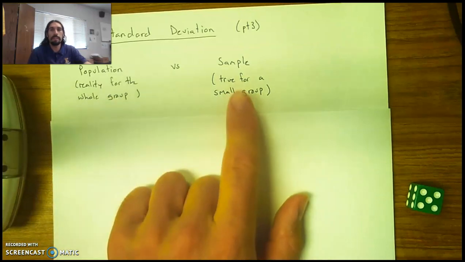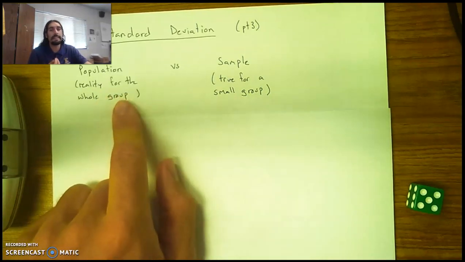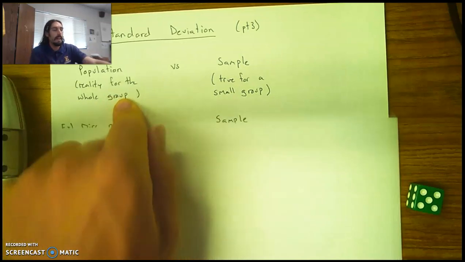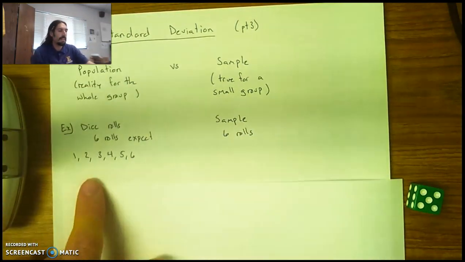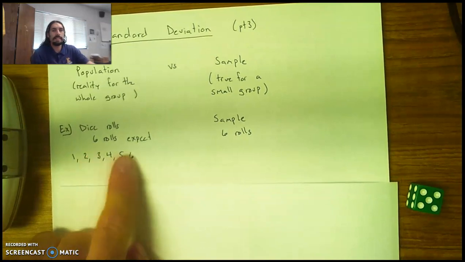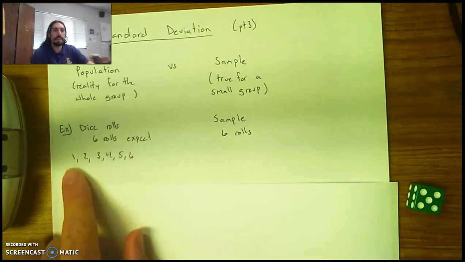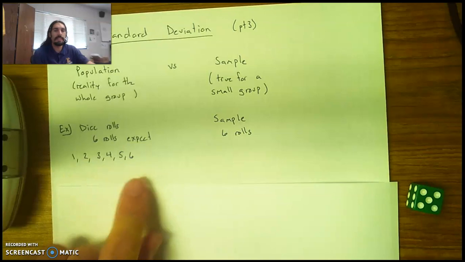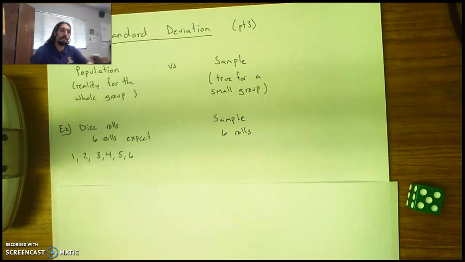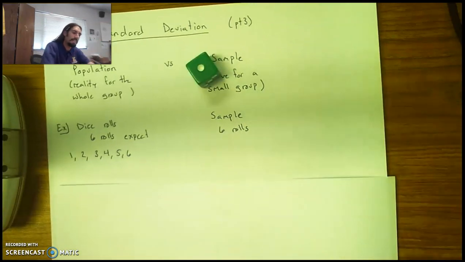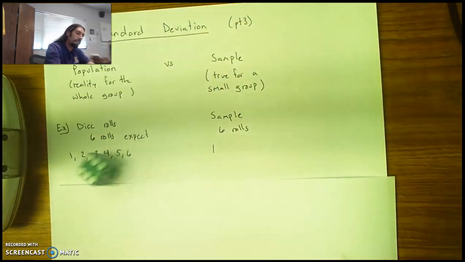We want to look at a sample because it's easier to collect a small number of data points, but we want enough accuracy to be able to say, we think this is true for everyone. And so as an example of that, dice rolls. If I were to roll a dice 6 times, we would expect 1, 2, 3, 4, 5, 6, because we would expect it to be even amongst all the numbers. But we know for reality, that's not going to be the case.